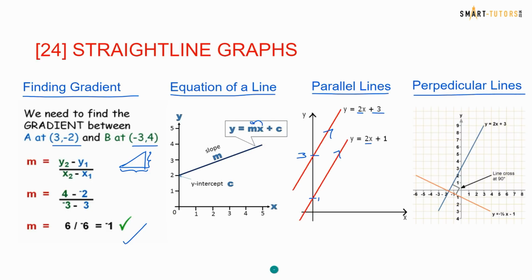Perpendicular lines. Perpendicular lines mean a line perpendicular to another line. The gradients of both lines are negative reciprocals. For example, this equation's gradient is 2 and the perpendicular line's gradient should be the negative reciprocal of 2. Reciprocal means 1 over 2, right? So 1 over 2 and give a minus. So minus 1 over 2 is the gradient of the perpendicular line. You need to understand that one.